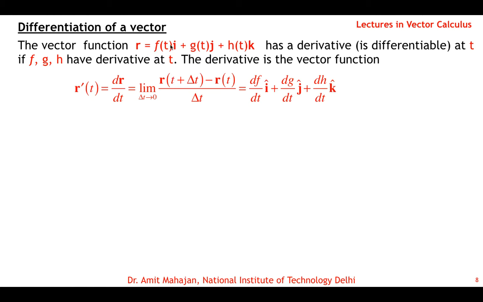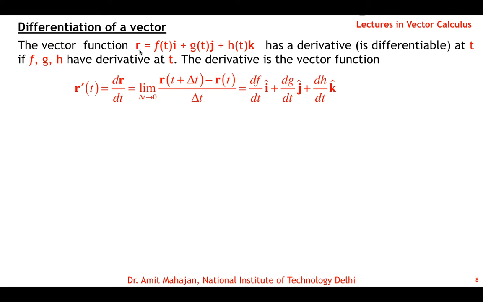And since r is f t i plus g t j plus h t k, we can write r t as this, and r t plus delta t will be with the change in t as t plus delta t. So we can separate into i, j, k, and by the definition of differential calculus we can write it in this form as df by dt i cap plus dg by dt j cap plus dh by dt k cap. Okay, this vector function r will be said to be differentiable if it is differentiable at every point of its domain, similar to what we did in differential calculus.